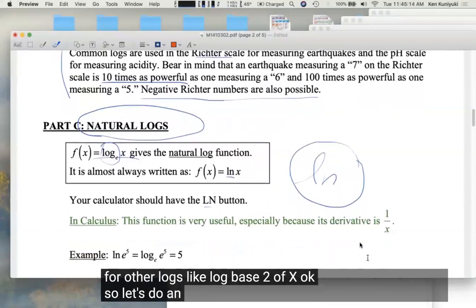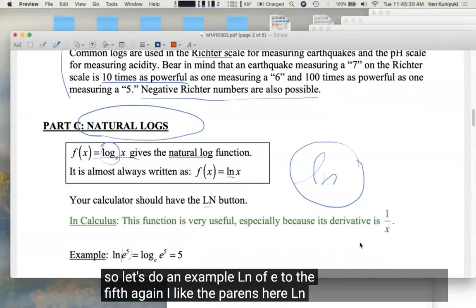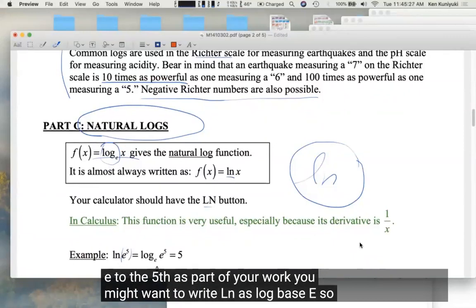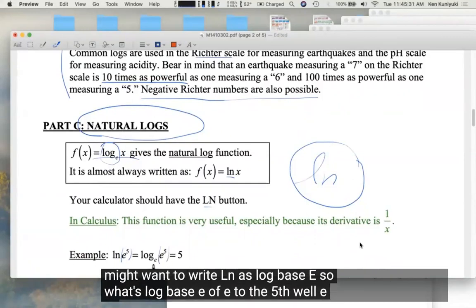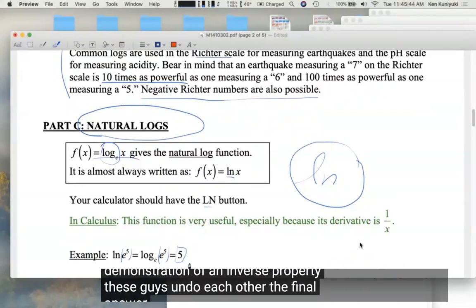Okay, so let's do an example. ln of e to the 5th. Again, I like the parens here. As part of your work, you might want to write ln as log base e. So what's log base e of e to the 5th? Well, e to the what is e to the 5th. e to the 5 is e to the 5th. Again, this is a demonstration of an inverse property. These guys undo each other. The final answer is 5.